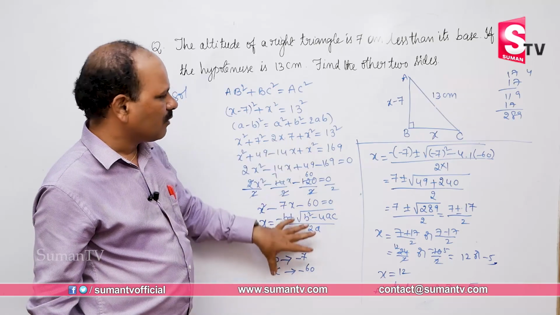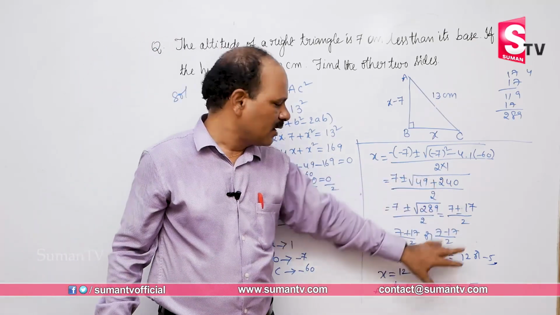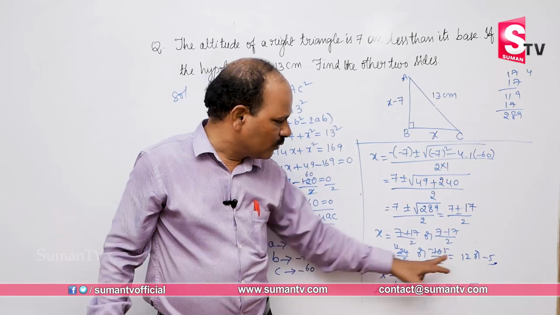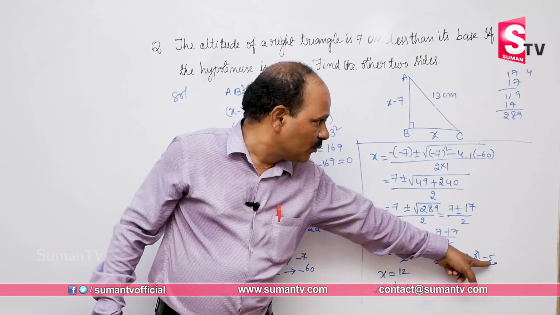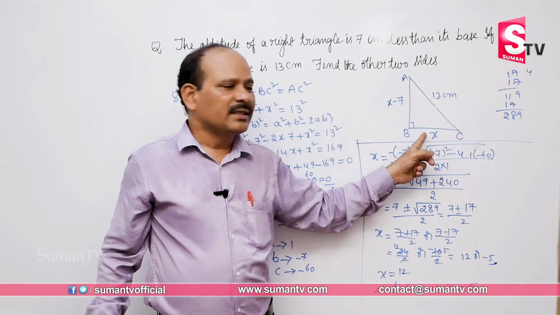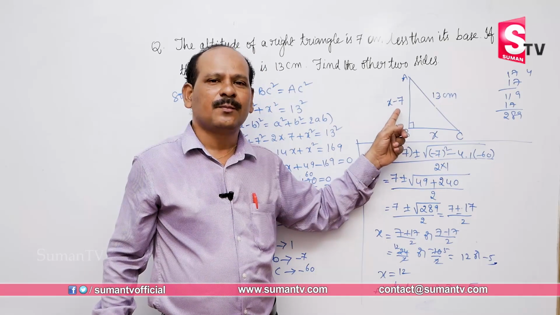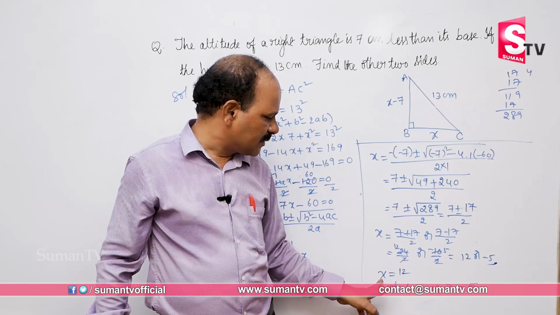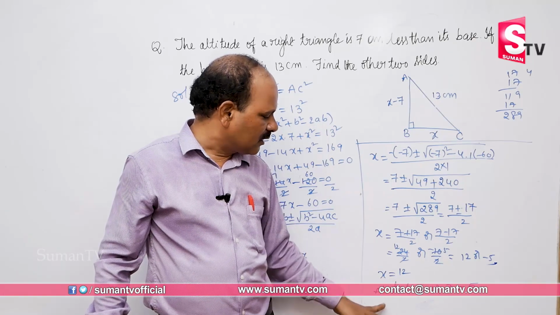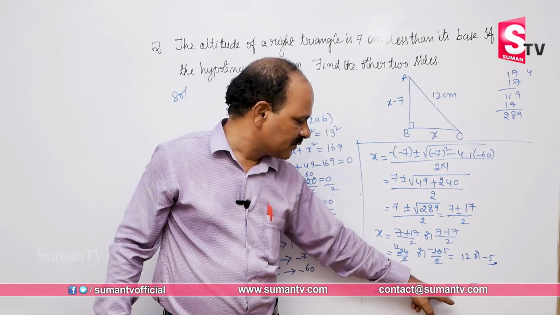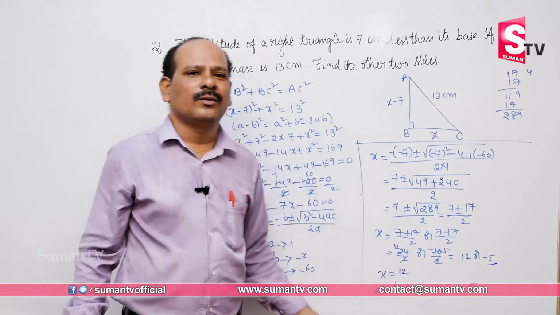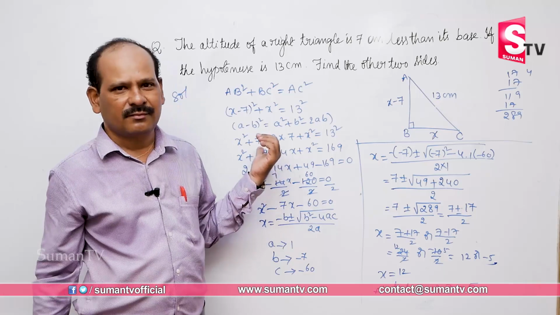After simplifying all this by using the quadratic formula, I am getting x value 12 or minus 5. The x value cannot be negative. Why? Because it is the length of the base. Length will always be positive only. So that the x I am taking 12. Then the altitude is 7 centimeters less than its base. So 12 minus 7, that is equal to 5. Okay, I hope you understand well.